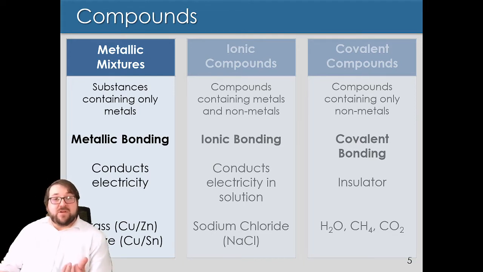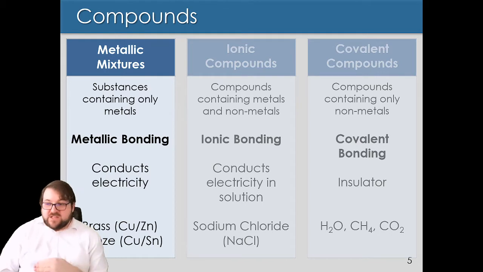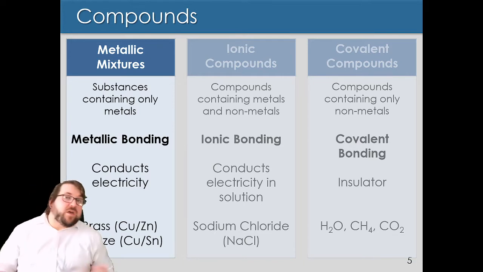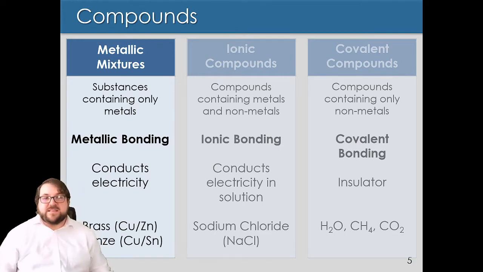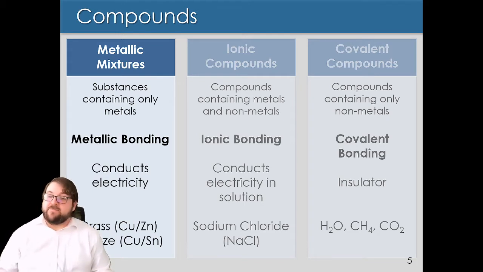Things that are metallically bonded tend to conduct electricity, and this can be things like brass, for instance, which is an alloy of copper and zinc, or bronze, copper and tin. You've got your coins and all of those things, and then pure metals like aluminium, mercury, for instance. All of these things are metals, and mercury, even though it's a liquid, does conduct electricity.